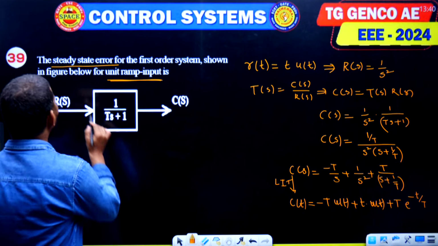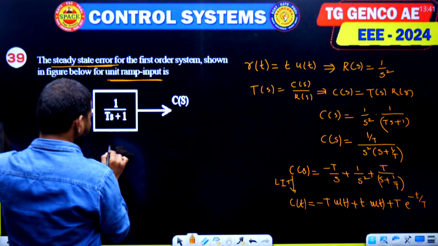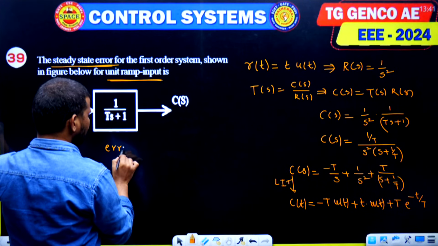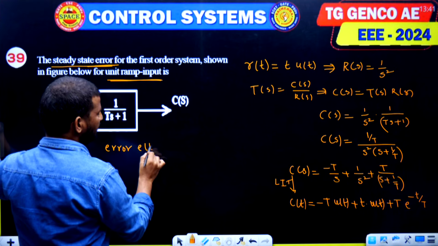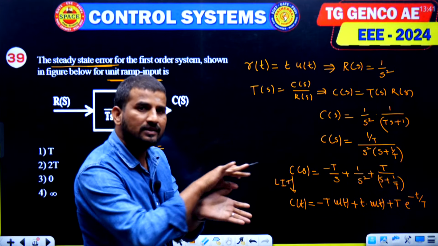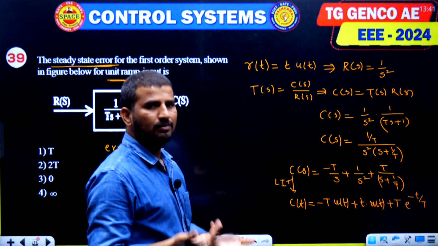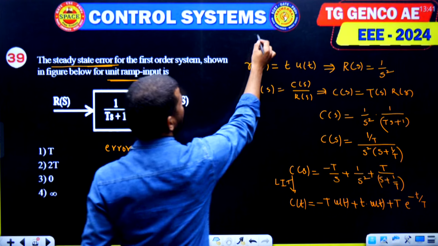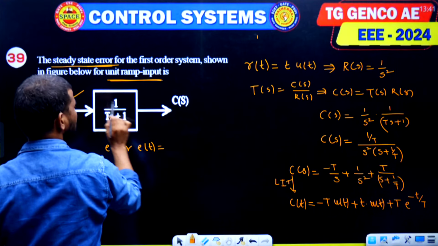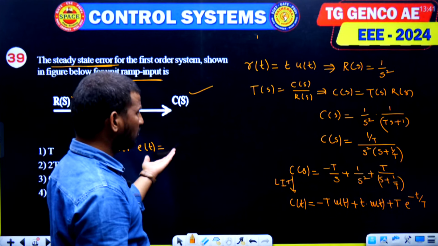Okay. Now our requirement is steady state error. Whenever you want to calculate error, it will be e of t is equal to, firstly, input minus response. Whatever input we apply to the control system, R of s, we get C of s as the output. By comparing R of s and C of s, we know how much error there is.